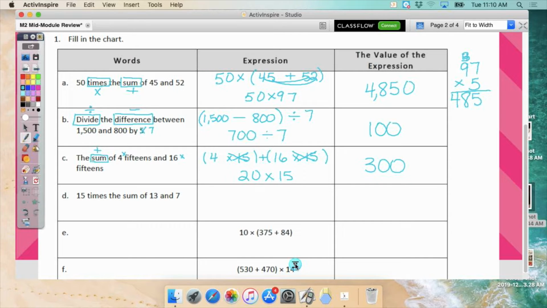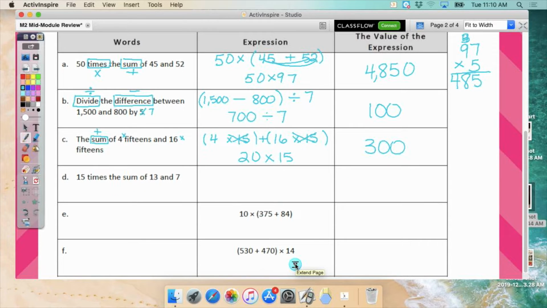So let's go down to the next one. This one looks a lot like number 1. So it says 15 times the sum. This says 50 times the sum. So is it very similar? We just have different numbers that we're going to substitute in to the same format.